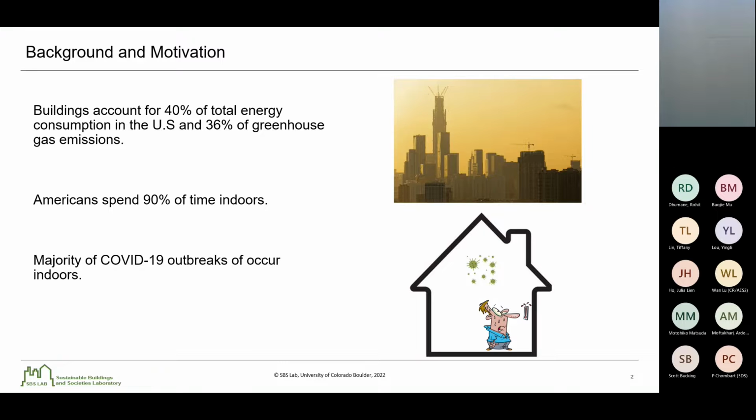And this became very important during the COVID-19 pandemic, when we found that a significant amount of the COVID-19 outbreaks occurred indoors due to poor indoor air quality. And so these are things that need to be balanced, as we want to make sure we're providing safe and healthy indoor environments, but we also want to try and minimize the impact on energy consumption and greenhouse gas emissions.